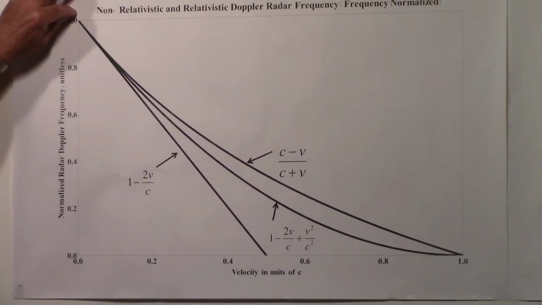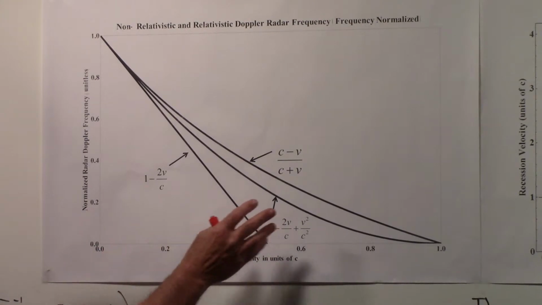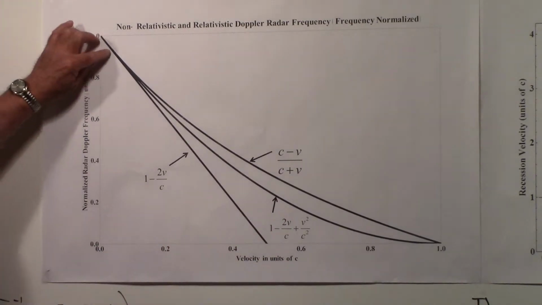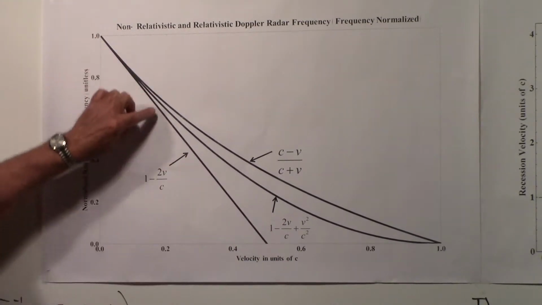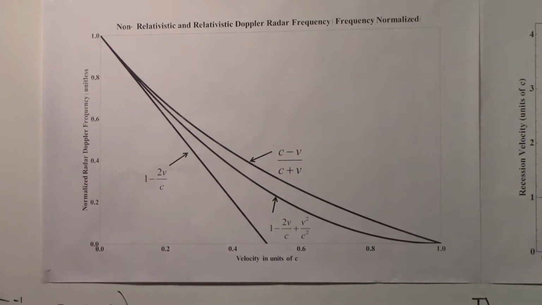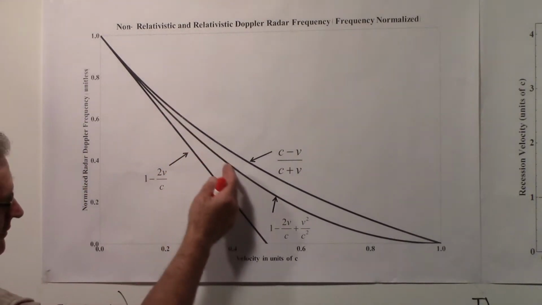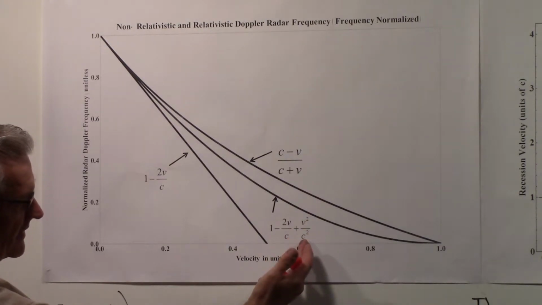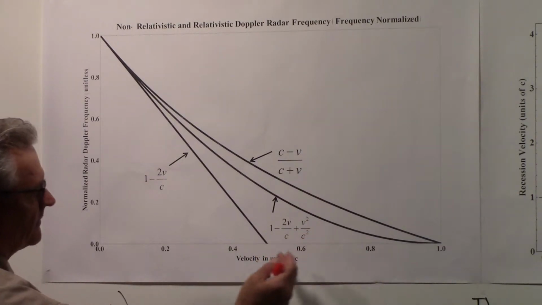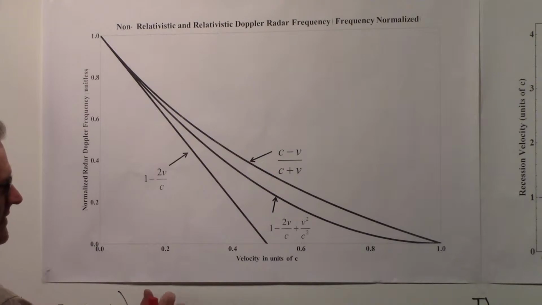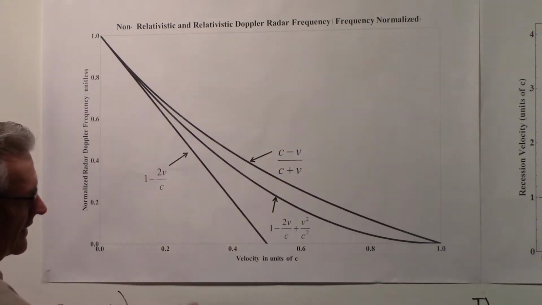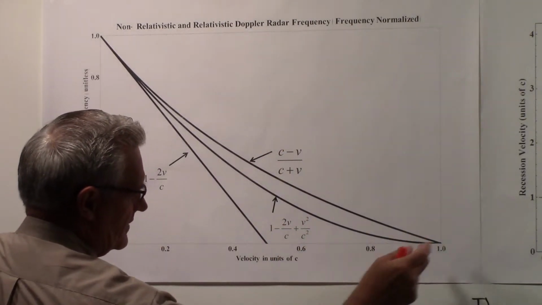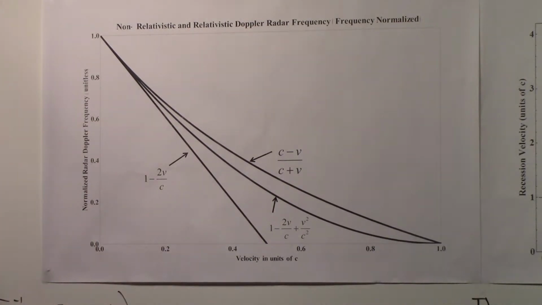What you can see is when the velocity is small, all three agree. The radar engineering one is just a straight line with a slope of minus 2. You can see the curvature effect from the v squared over c squared as v gets larger for the non-relativistic case, and this is the relativistic case. It's interesting that both are equal when v is equal to c. So that's what they look like plotted out.